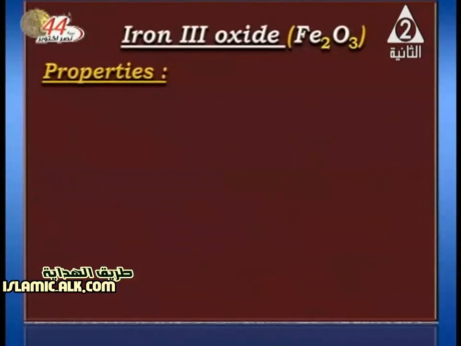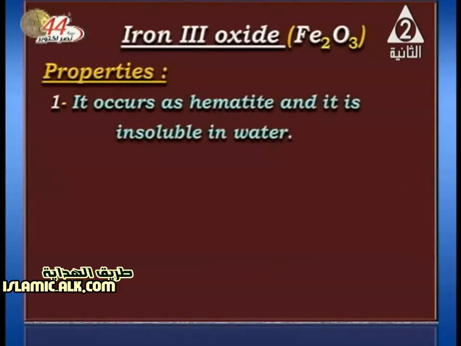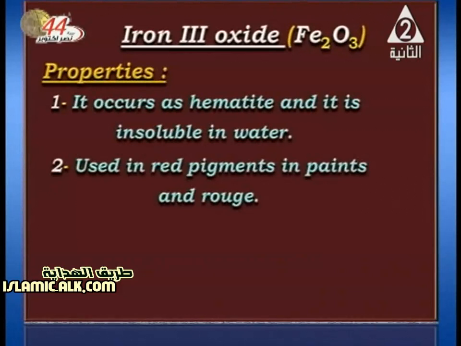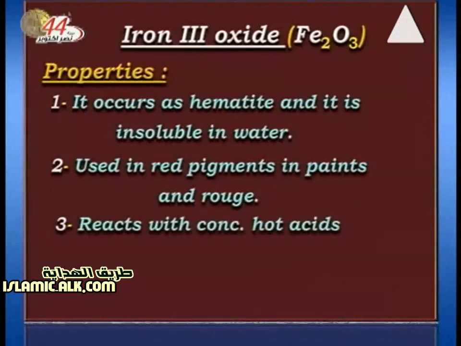Now we are going to discuss the properties of iron 3 oxide. It occurs as hematite and it is insoluble in water. It is used in red pigments, paints, and rouge. It reacts with concentrated hot acids.